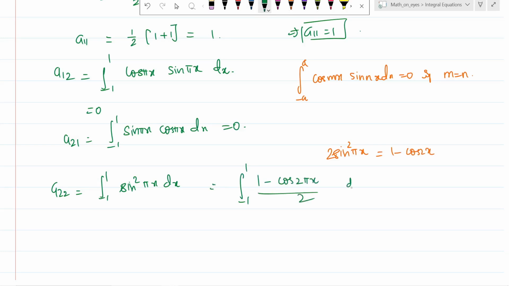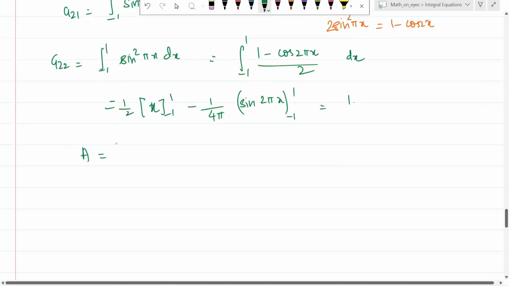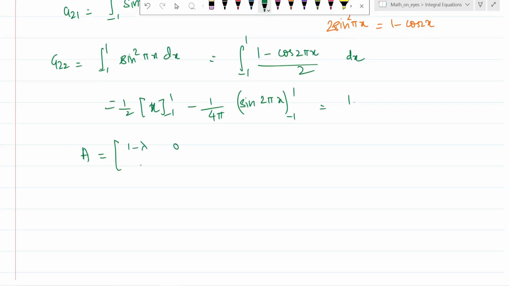We get it as integral from minus 1 to 1 of (1 minus cos 2 pi x) divided by 2 into dx, which is equal to 1 by 2 into [x from minus 1 to 1, and then minus 1 by 4 pi sin 2 pi x]. Applying the lower and the upper limit, we get this second term fully 0, and this part would be equal to 1. So we get the matrix A equal to [1 minus lambda, 0; 0, 1 minus lambda], because a11 is 1, and then 0 here, and here also 1 minus lambda.